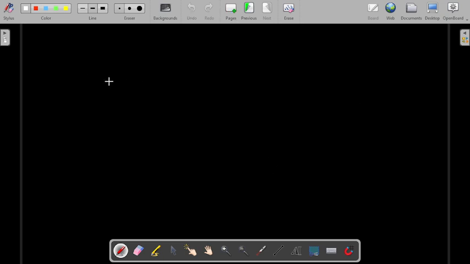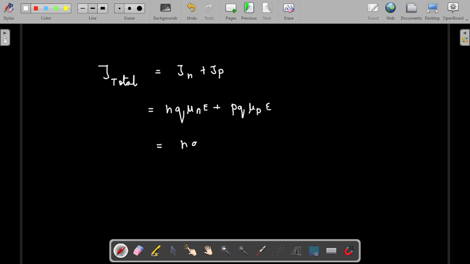If you take a semiconductor, there will be a total current produced by both charge carriers. So that will be J total, which will be equal to Jn drift plus Jp drift, if we are considering only drift here. So the net formula will become n q mu n E plus p q mu p E. If you take the common term outside, we will get q times n mu n plus p mu p.